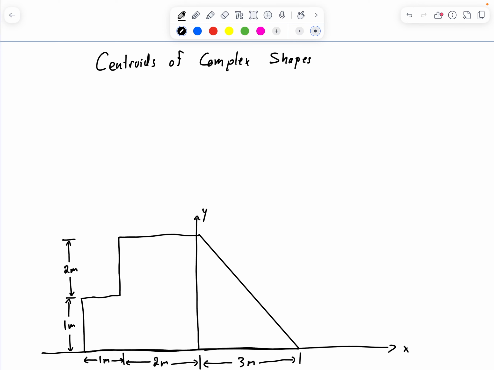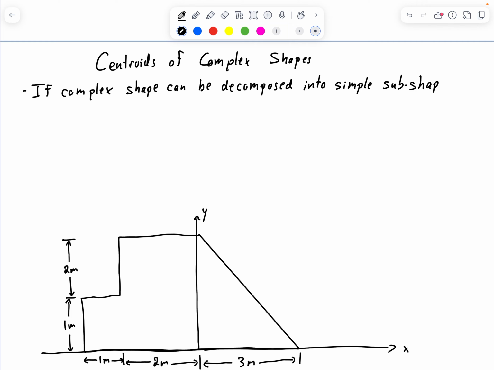In this video, we're going to review how to find the centroids of complex shapes. So, if the complex shape can be decomposed into corresponding simple subshapes, then we can use what's called the composite parts method.